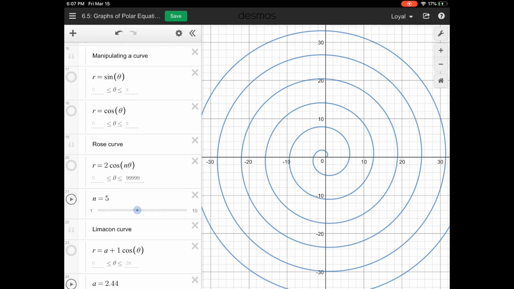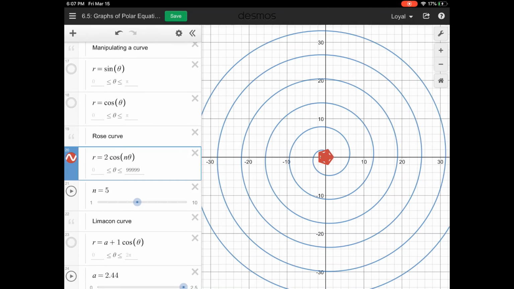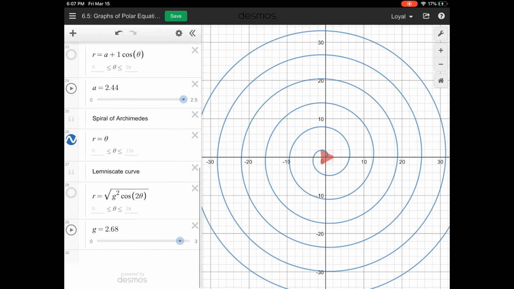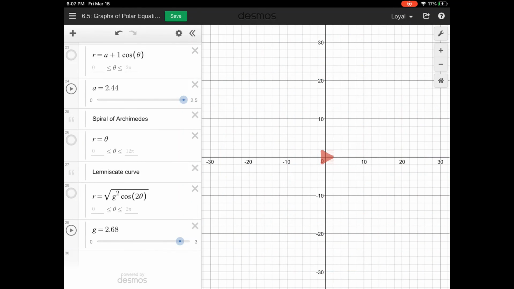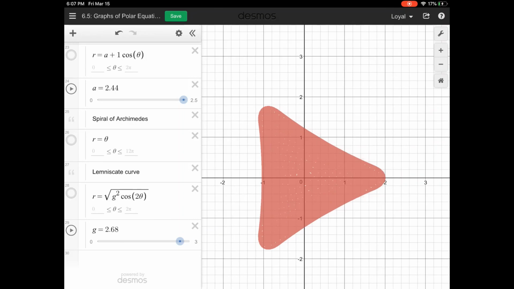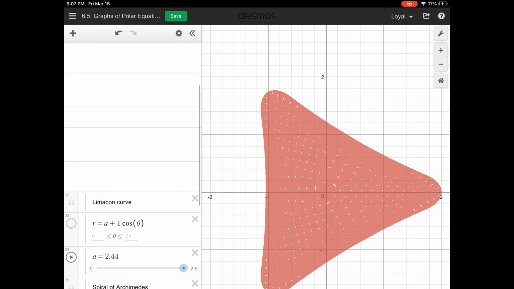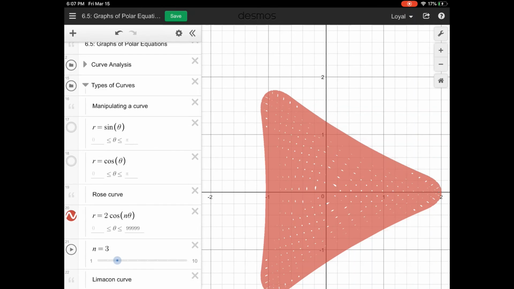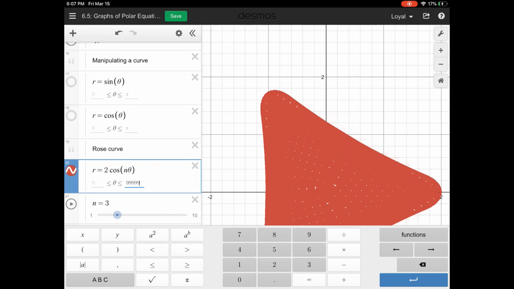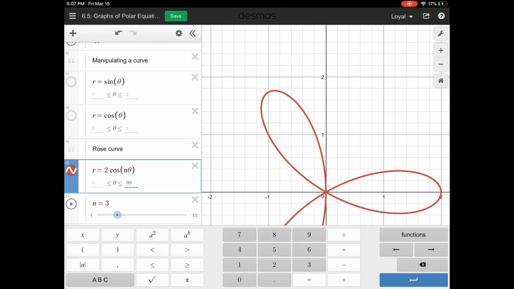Oh, and one more note for the rose curves is something rather important. If I was to have, say, I need to zoom in. If I was to have a rose curve, say this is my rose curve. I made theta like 999. I shouldn't have done that. That was a problem. If I go back and make this a reasonable number, even just 9 should be fine.